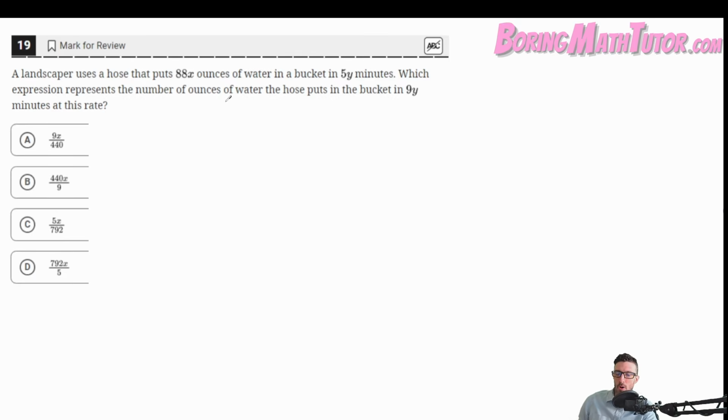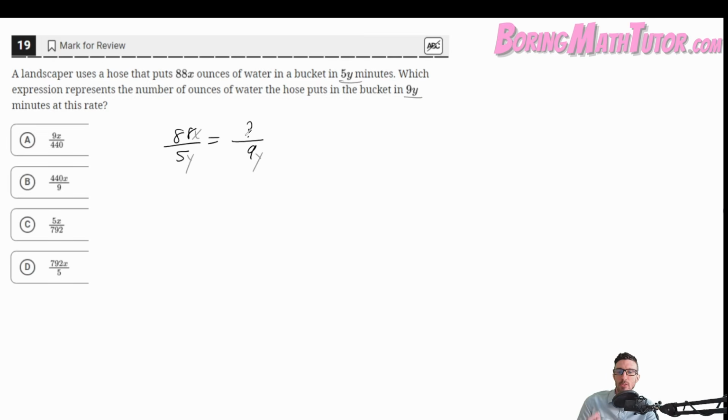All right, this problem is a little hard to wrap your head around because of all these variables. So imagine if these variables weren't there. Just pretend that it was saying that we're going to put 88 ounces of water in a bucket in 5 minutes. Well, then how many ounces of water would the hose put in a bucket in 9 minutes? Well, how would you do that? You would just set up a proportion where you say 88 over 5 is equal to some mystery number over 9. Now, it wasn't really 88. It was supposed to be 88x, and it wasn't 5. It was 5y, and over here it wasn't 9.